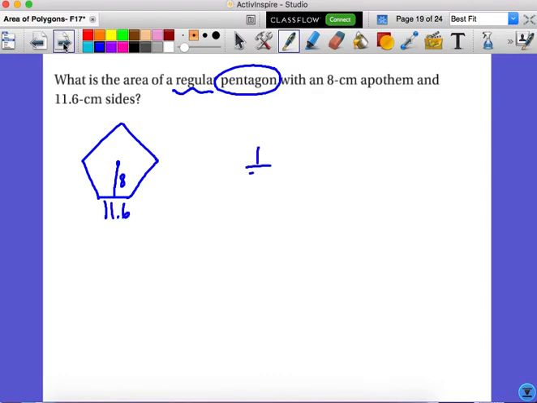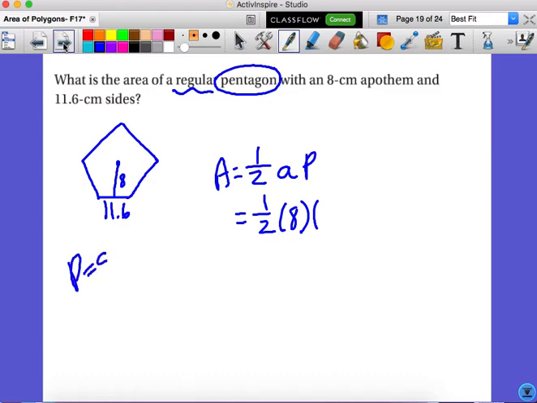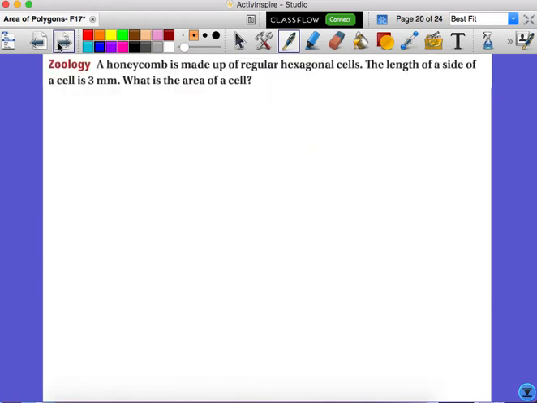So using my formula, 1/2 the apothem times the perimeter tells me 1/2 of 8 times 11.6 times 5, right? That would be my perimeter of 58. So 1/2 of 8 times 58 gives me an area of 232 square centimeters. Again, guys, for perimeter, we're just adding up these sides here. Since there were 5 of them, I multiplied that number by 5 to quickly get my perimeter.